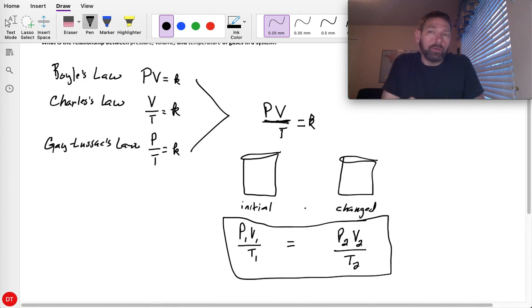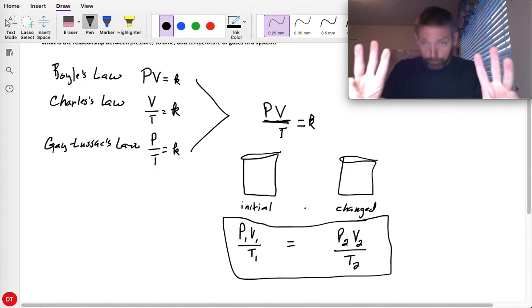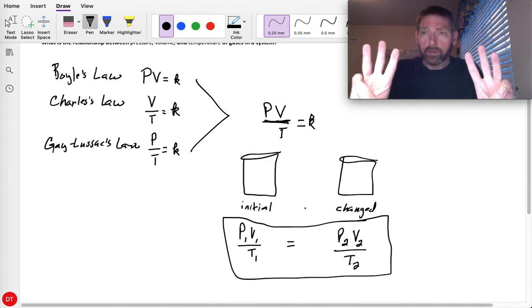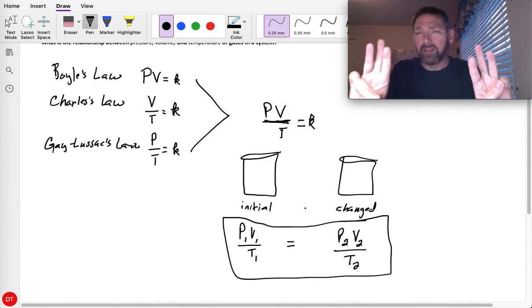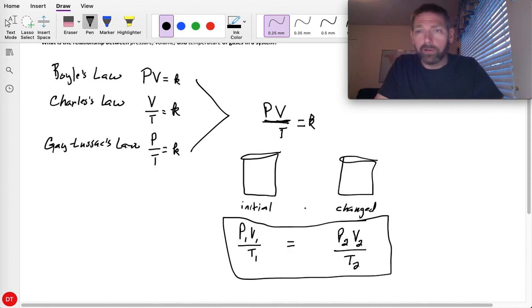So there's P1, V1, and T1, P2, T2, V2, right? So you basically have 6 variables that you're looking at. You would have to have 5 of those to then figure out that one. It doesn't matter which one you're missing. As long as you got the other 5, you can figure out that one. All right.